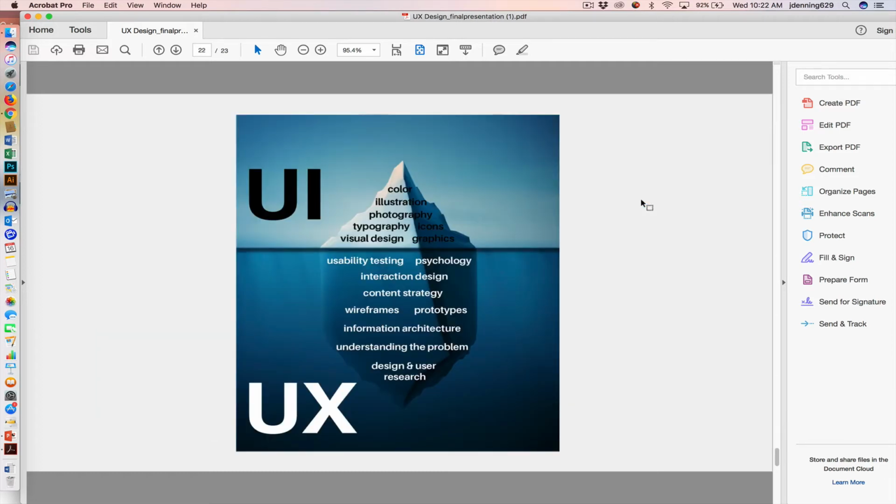So UI covers color, illustration, photography, typography, icons, visual design, and graphics. And UX covers usability testing, psychology, interaction design, content strategy, wireframes, prototyping, information architecture, understanding the problem, design, and user research. They go together, and they're becoming increasingly important in the design industry, especially with all the mobile devices and all the new technology. As a graphic designer, you really need to understand these two fields, and understand that you may at some point be participating in them or actually becoming a UI or UX designer.